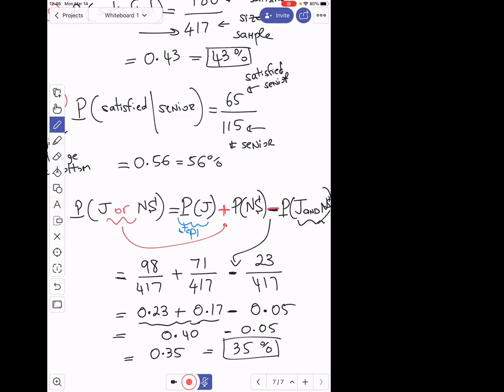So my advice for you guys, for sure, you're going to have a similar problem in the test. I mean, there's no way you cannot have some similar problem. So when you see or, please apply this formula right here: probability of A plus probability of B minus probability of A and B. Okay, so write down the formula first, and then for each term, you need to find the probability of each term, okay?